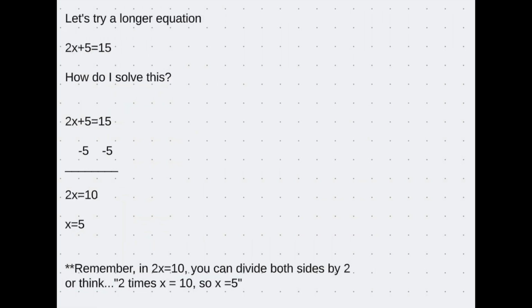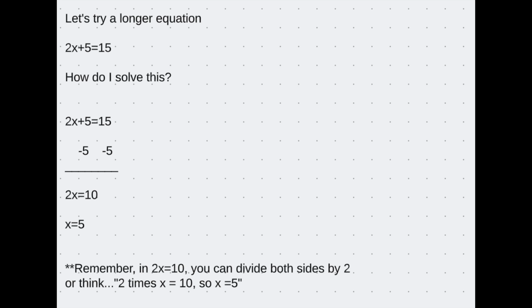Let's try a longer equation. 2x plus 5 equals 15. So remember that like goes with like, meaning if you have a variable, you can only subtract another variable from it. If you have a number, you can only subtract another number from it. So in this case, I would subtract 5 from both sides to maintain that balanced equation. So I would start with 2x plus 5 equals 15, subtract 5 from both sides, and I get 2x equals 10, and ultimately x equals 5.